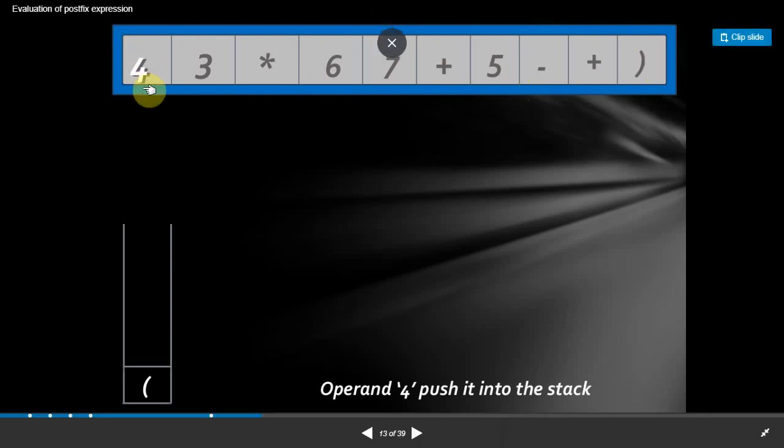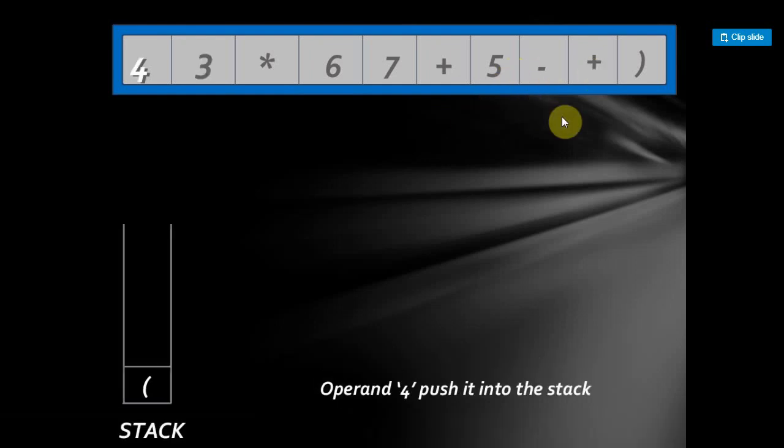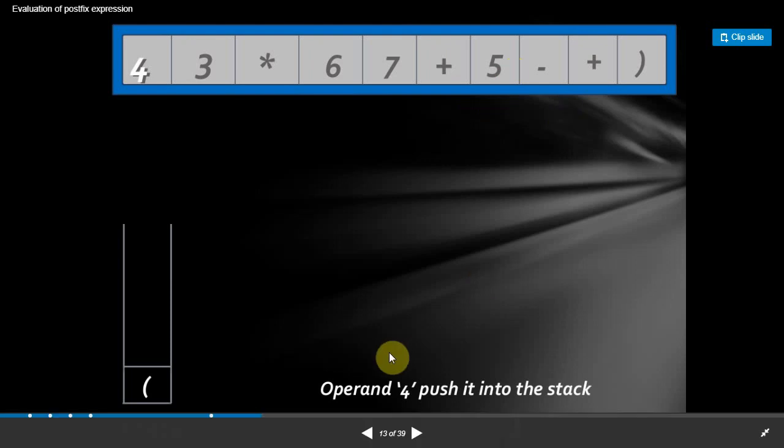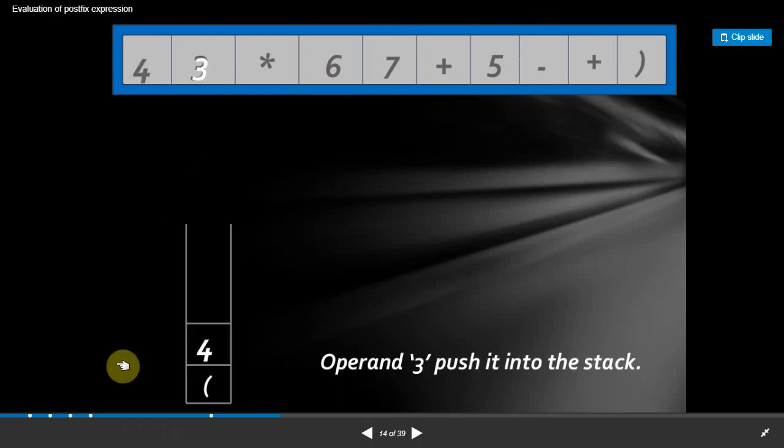Now you have to scan the input from left to right. First you take 4, then 3, then asterisk, then 6, then 7, then plus, then 5, then minus, then plus. So 4 is an operand, so push it into the stack.